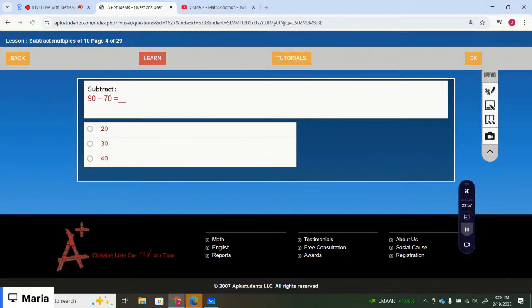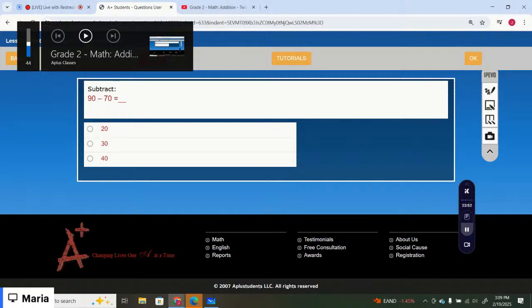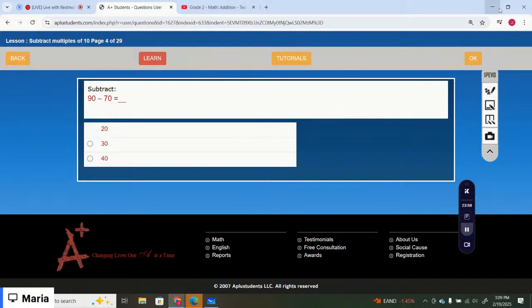90 take away 70, which is the correct option? Very good. 90 take away 70 is 20. Option 2 is the correct option.